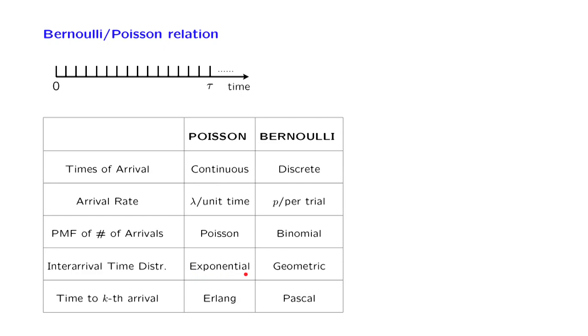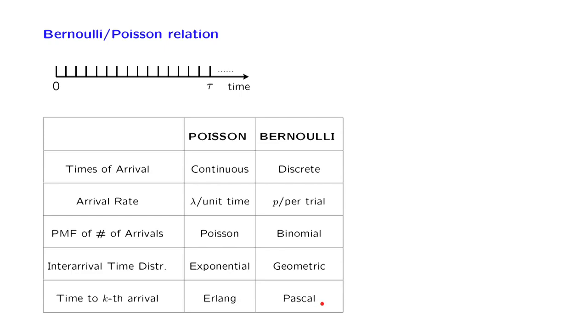And then, as a generalization, we could find the time until the kth arrival, which in the Poisson case is given by an Erlang distribution, and for the Bernoulli case we developed one particular formula, and that formula is actually known under the name of a Pascal distribution.